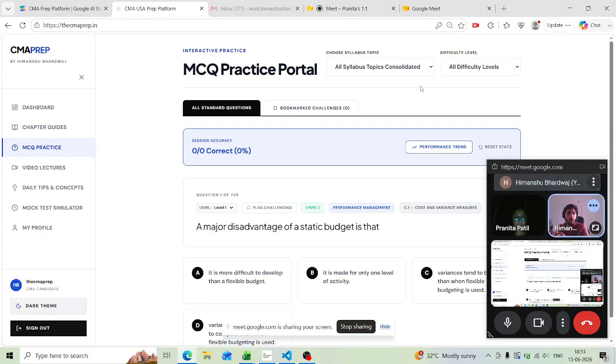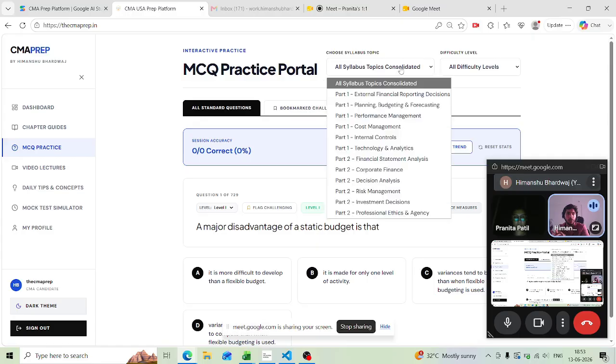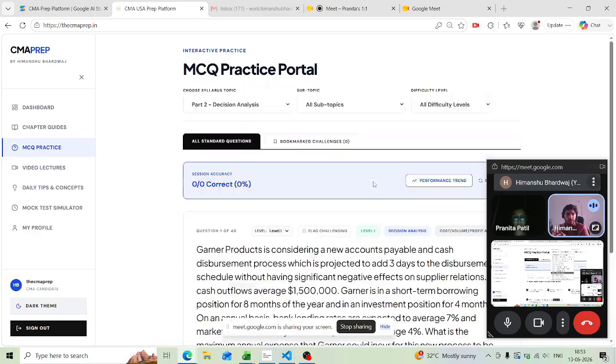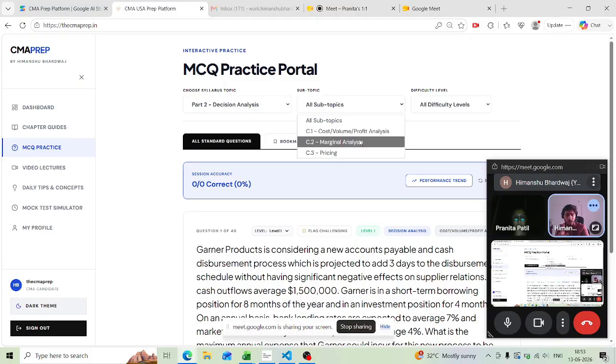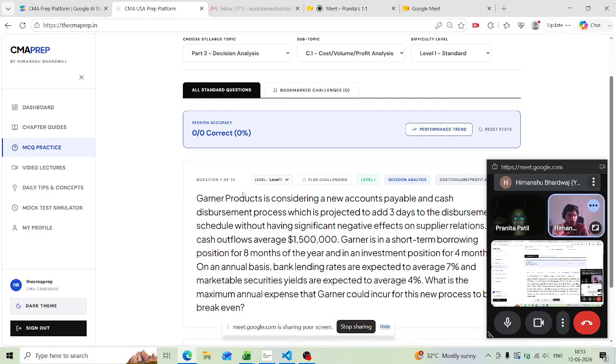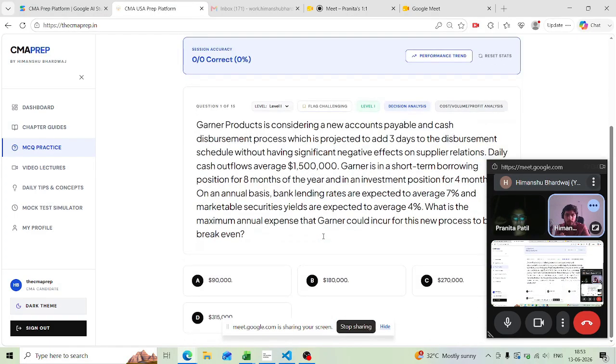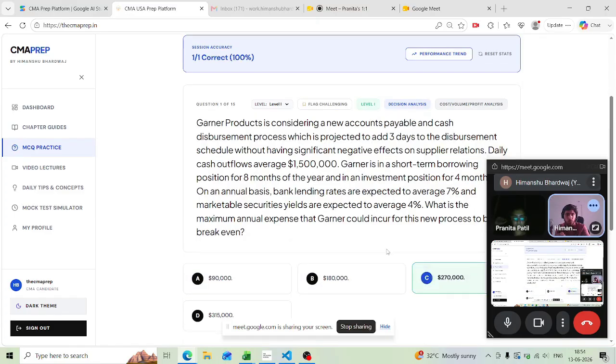Now, let's understand. Let's say I want to solve decision analysis questions. This is part 2, decision analysis. Under decision analysis, I have three sections: cost, volume, profit analysis, marginal analysis, and lastly, pricing. So let's say I want to solve a CVP question. Under CVP, I want level 1 questions first. You can see you have 15 questions as of now.